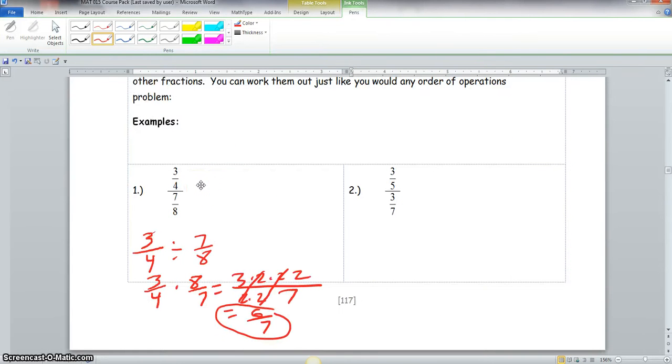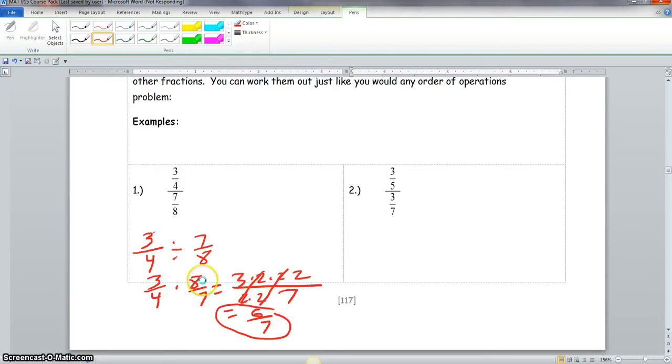Okay, now we move to the next section that deals with complex fractions. Now with complex fractions, it goes like this. You have a fraction divided by a fraction. So you would take 3/4, this bar here is your division, and 7/8. Now we could do this just like a regular division problem. The first fraction stays the same, division becomes multiplication, and we take the reciprocal of the second fraction.